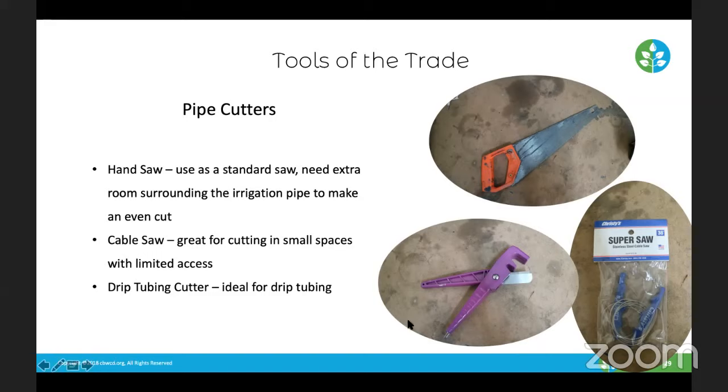And then lastly, this is for cutting drip tubing. There's larger tubing and smaller tubing, and just one blade. This tool comes in handy when working with drip irrigation.